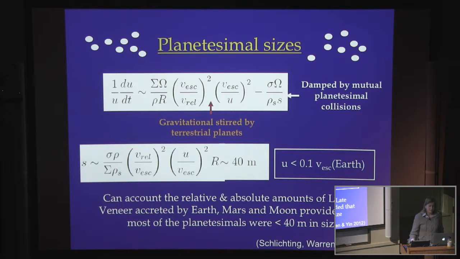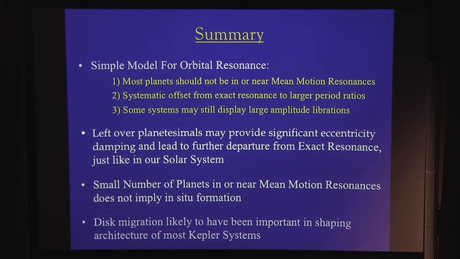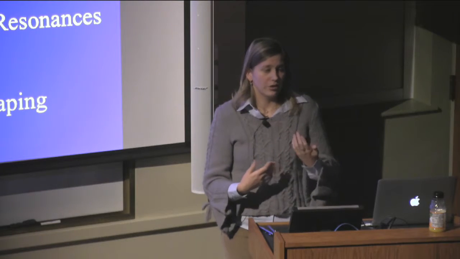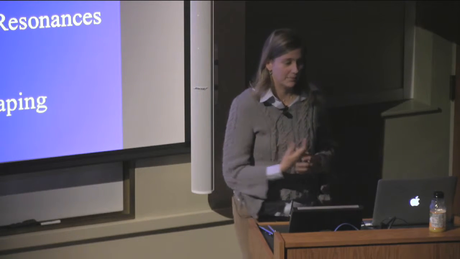So in short, what we observe as late veneer can indeed have been delivered by the same planetesimals that you would like to appeal to have been there to give you the damping of the eccentricities after giant impacts. And you can explain also the relative amounts of late veneer delivered, provided that the bulk of the late veneer, most of the mass, was delivered by relatively small bodies. And I think it's likely that a similar leftover planetesimal population probably is responsible for giving you the extra offset that you need to explain the observed planet pairs in mean motion resonances found by Kepler.